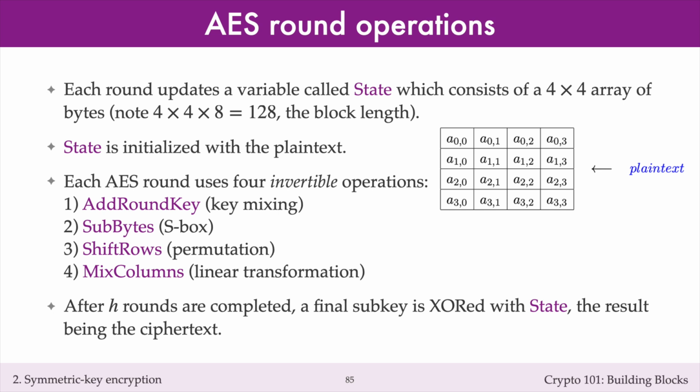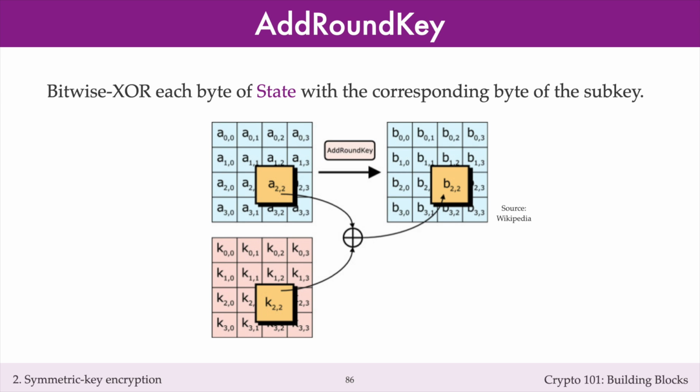After H rounds of encryption are completed, the final subkey is XORed with state, the result being the ciphertext. The AddRoundKey operation simply XORs the bytes of the state with the corresponding bytes of the subkey to get the bytes of the new state.